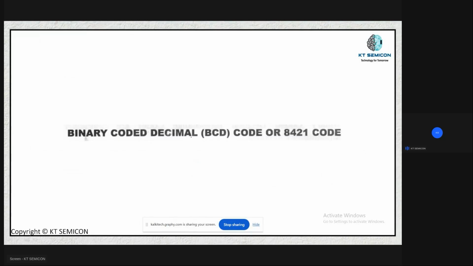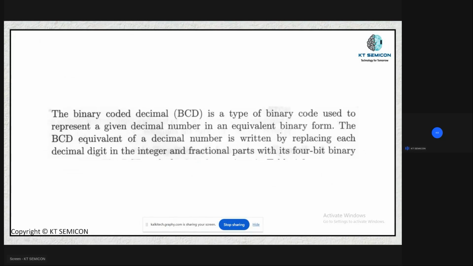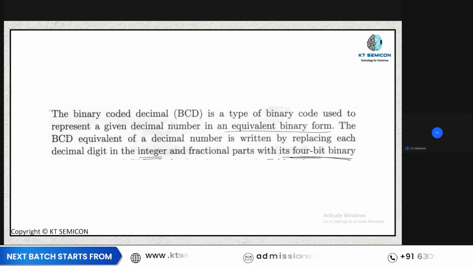Now, in the case of the binary coded decimal, BCD code or 8421 code, first of all, let us try to understand this particular coding. The binary coded decimal is a type of binary code used to represent a given decimal number in an equivalent binary form. So the BCD equivalent of a decimal number is written by replacing each decimal digit in its integral and fractional parts with its 4-bit binary.